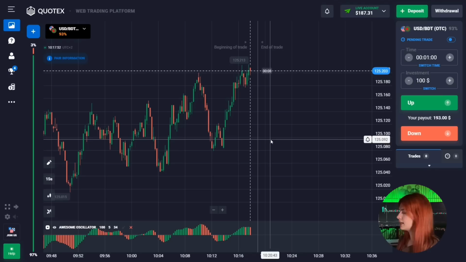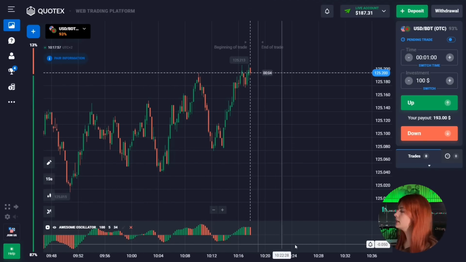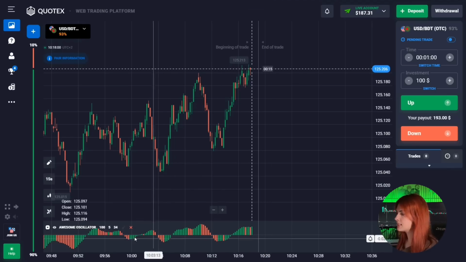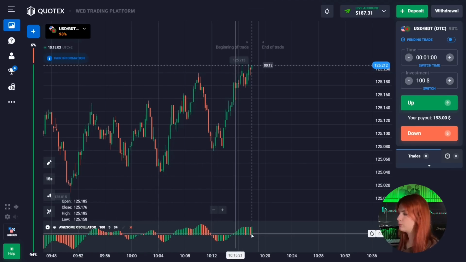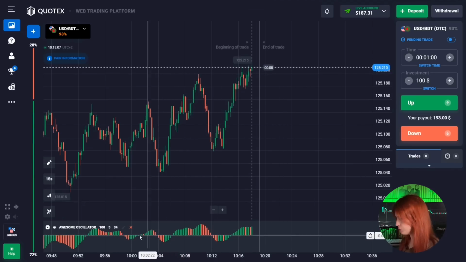Guys, let's go. I think we have to start. Okay, I have already connected this indicator and all the settings are default. It is located under the chart. It consists of a horizontal line with a mark of 0, on different sides of which a green and red histogram is formed.